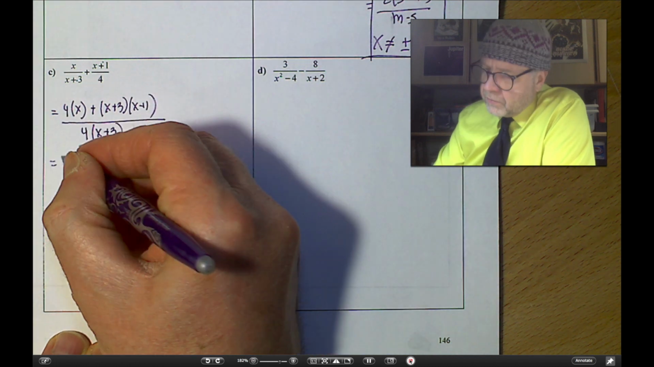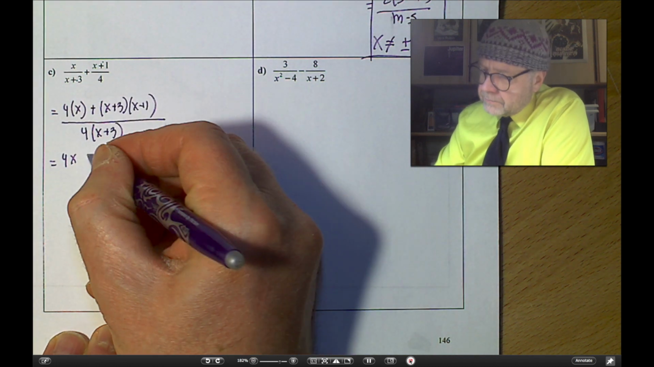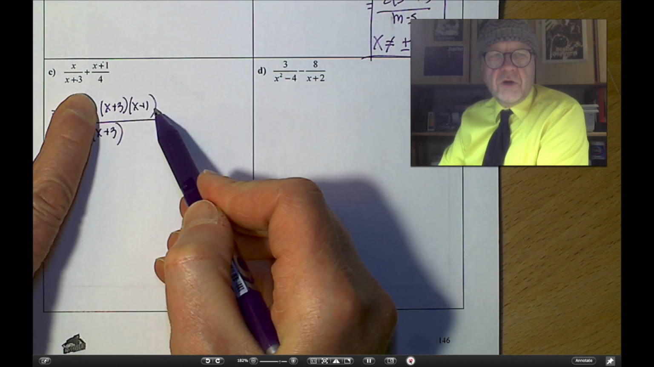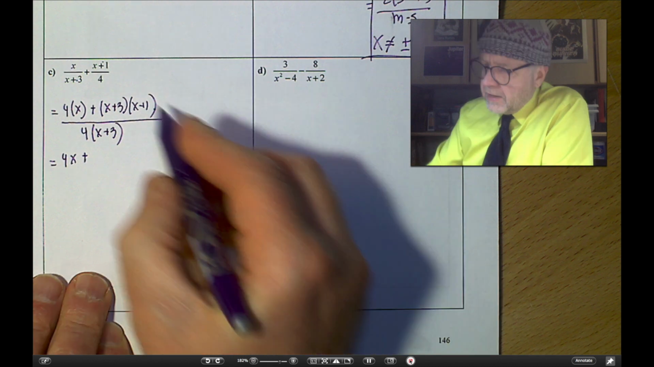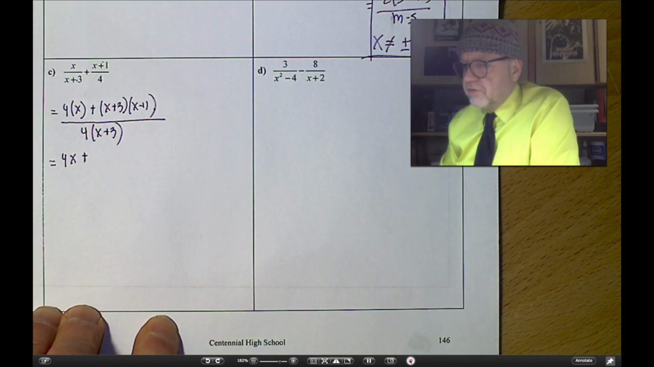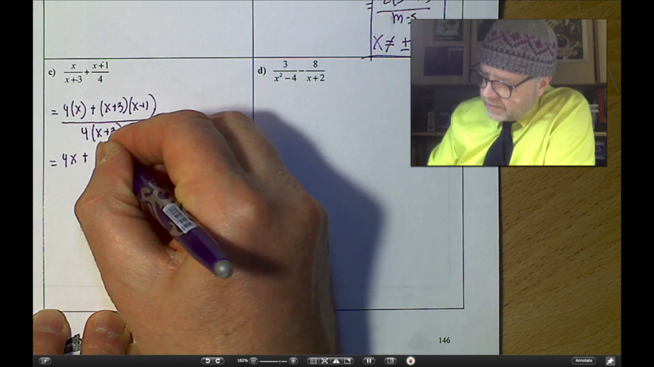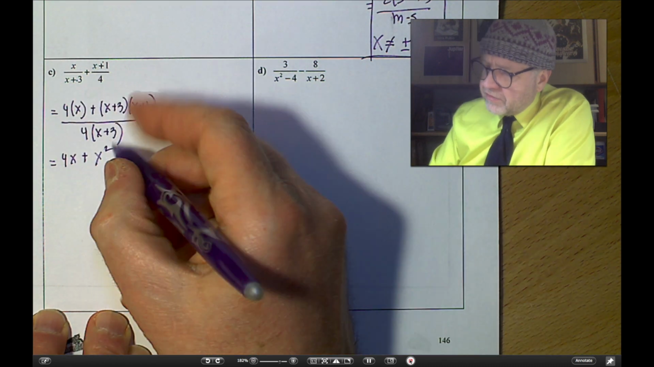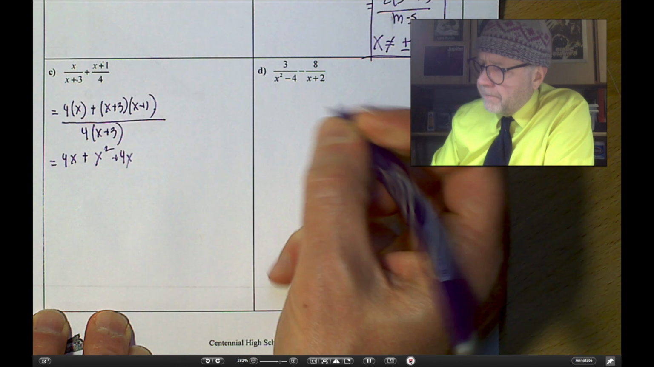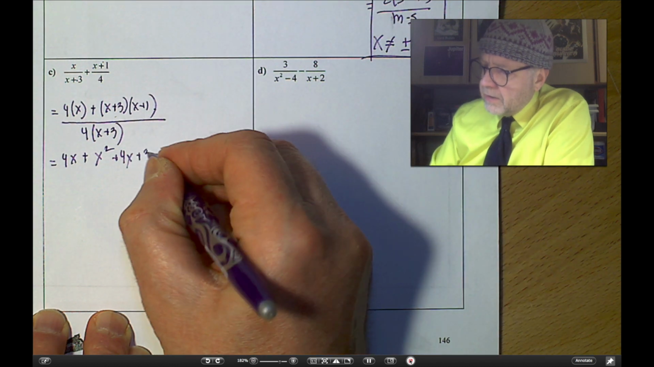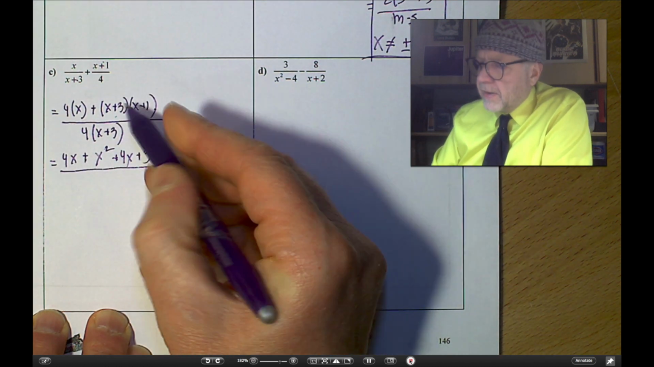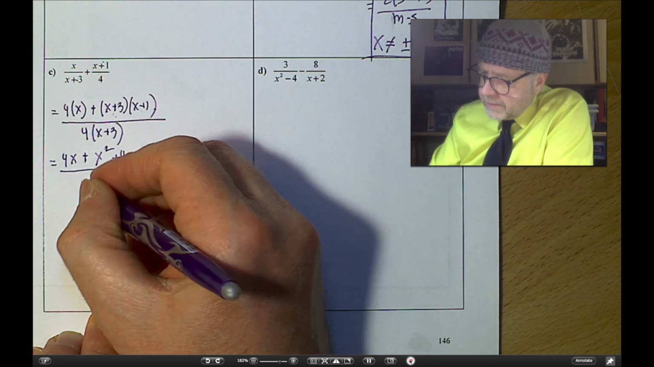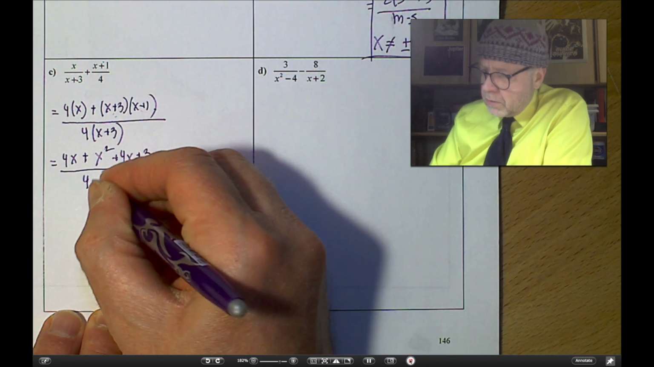So we get 4x plus, and so we've got a couple of binomials here. We're going to do binomial expansion. I will do it very quickly because you should be used to doing that. There's an x squared. There's a 1x, and then there's a 3x, so there's another 4x right there. And then there's a 3. Okay, so I've just done the binomial expansion here, x squared plus 4x plus 3, divided by 4 over x plus 3.